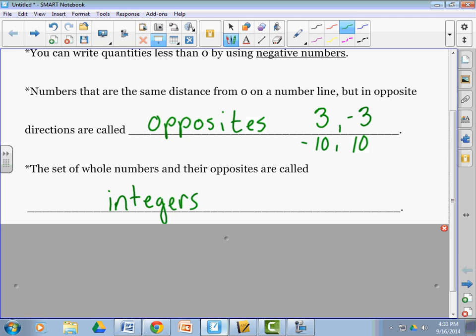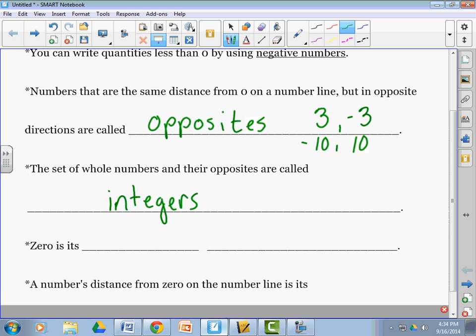So these ought to be the numbers that you like to work with here. We're not speaking of decimals or fractions. We're just speaking simply of the whole numbers: 1, 2, 3, 4, 5, -1, -2, -3, etc. 0 is an integer.